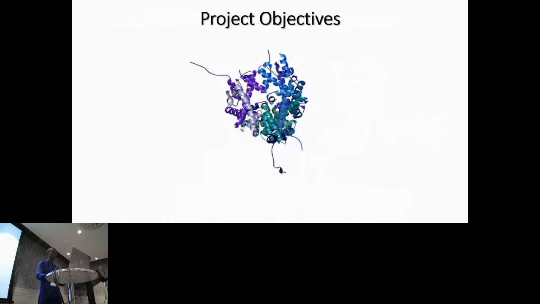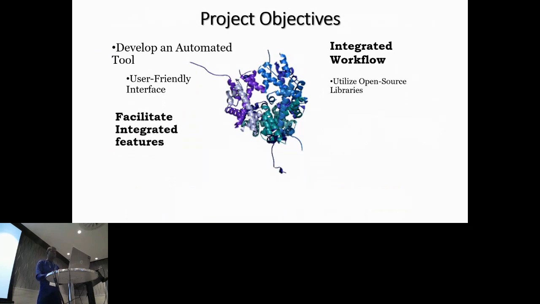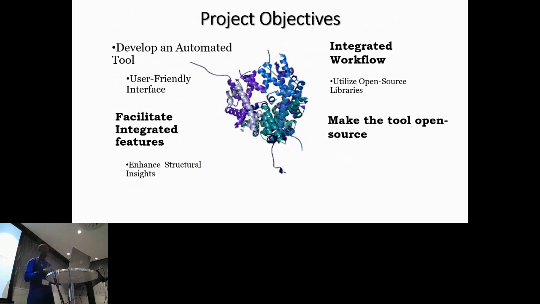So objectives: an automated tool, user-friendly, come up with a workflow that utilizes existing open source libraries to do structural insights, protein structure insights specifically. And then we were trying to work on speed and accuracy for the prediction. So I will show you the workflow.